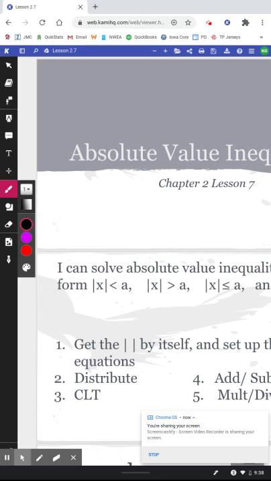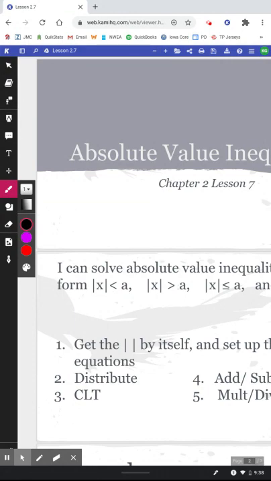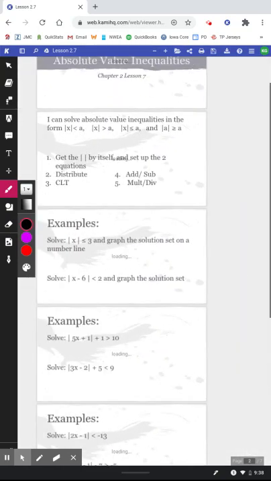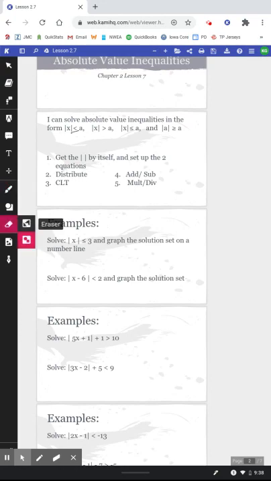Okay, we're going to be doing Chapter 2, Lesson 7. We're still working with solving absolute values, except this time we're going to be solving absolute values with inequalities, which, remember, our inequalities are less than, greater than, less than or equal to, or greater than or equal to.